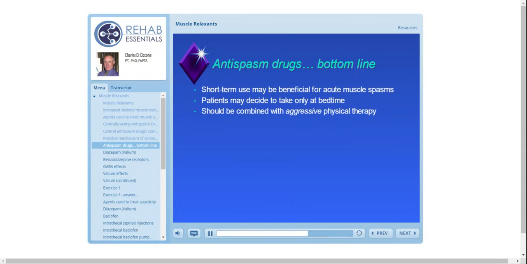And ideally, the drug therapy should be combined with aggressive physical therapy, manual therapy techniques, exercise techniques, and physical agents as indicated. Ideally, then, we can take the drug away and maintain the antispasm effect through our physical therapy interventions. So the best case scenario is to start aggressive physical therapy with the drugs at the same time, and then discontinue the drugs after a very short time, possibly only 3 or 4 days. These drugs are certainly not meant to be used long term.